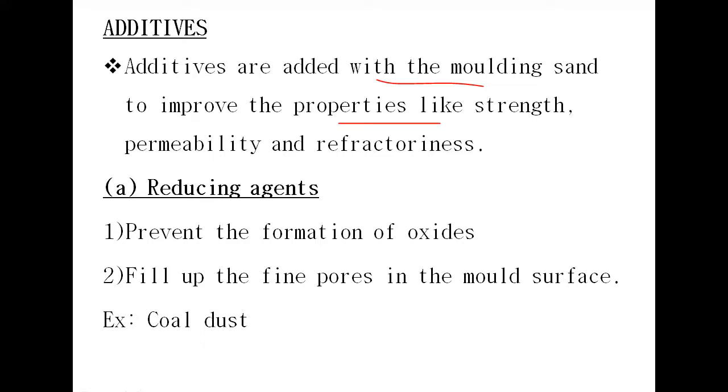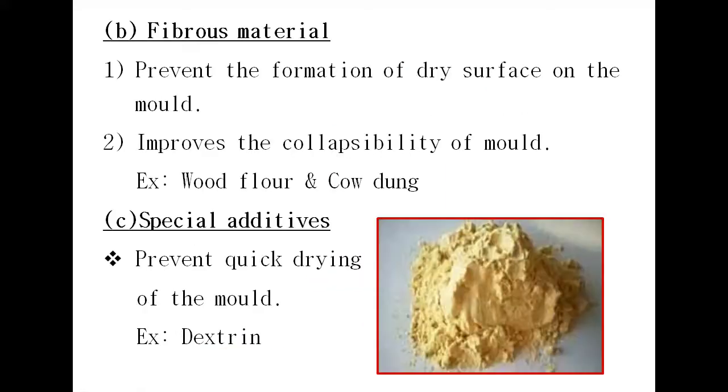Here we use reducing agents to prevent the formation of oxides. To fill up the fine pores of the mold surface and get a good appearance, you use coal dust. Then we use fibrous material to prevent the formation of a dry surface and improve collapsibility. Collapsibility means once the process is over and the molten metal has been poured to get the shape, you have to break the molding sand box. At that time the molding sand helps it to collapse. That term is called collapsibility. Generally wood flour and cow dung are used. As a special additive, dextrin is used to prevent quick drying of the mold.